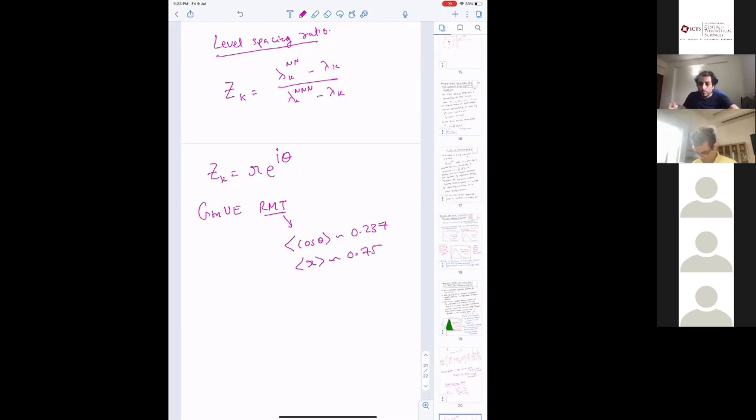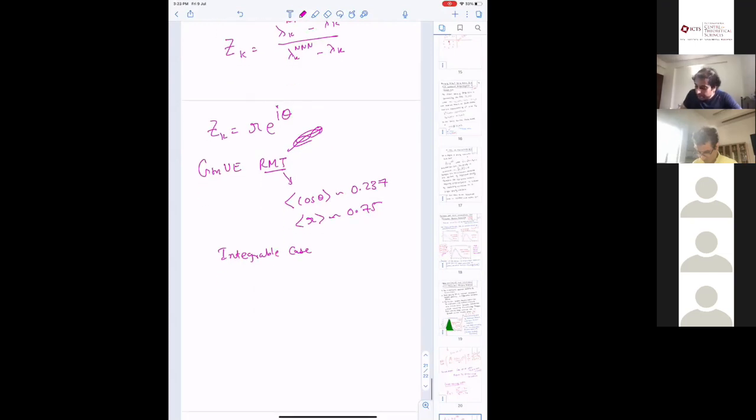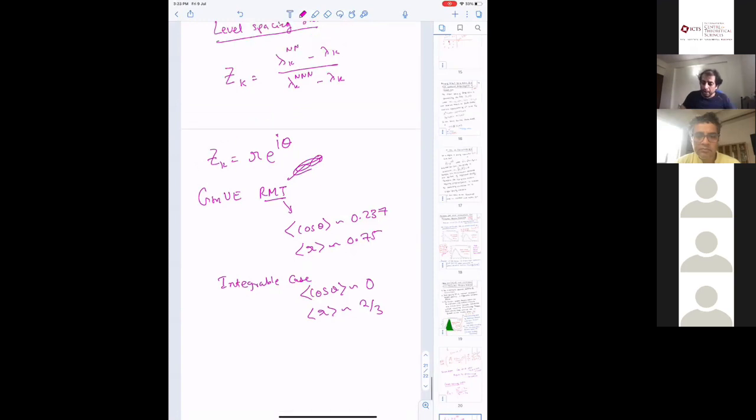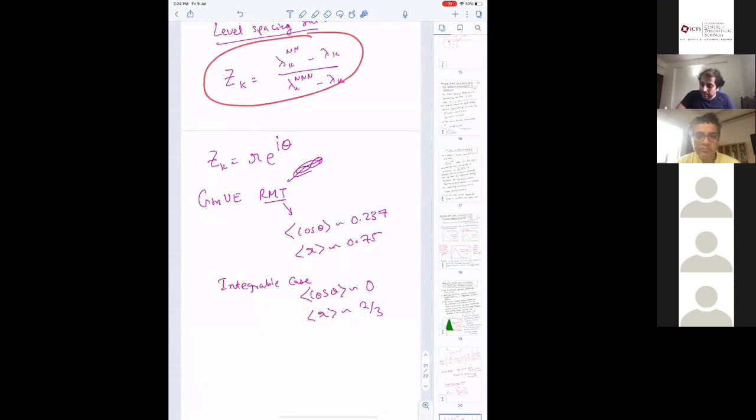And if you have what they call the integrable case, then the average of cosine theta is basically zero, and the average of r is basically 2/3. These are well-formed notions in open quantum systems, where you can actually compute these quantities, calculate r and theta, and average them, show that they go to these known values, and then say whether it is chaotic and whether it is connected to non-Hermitian random matrices.